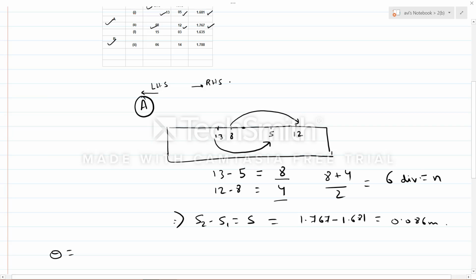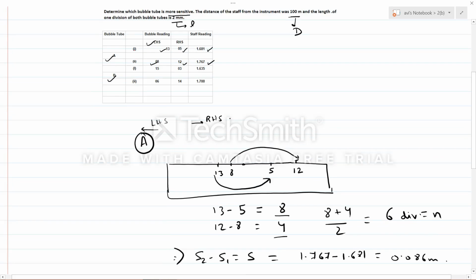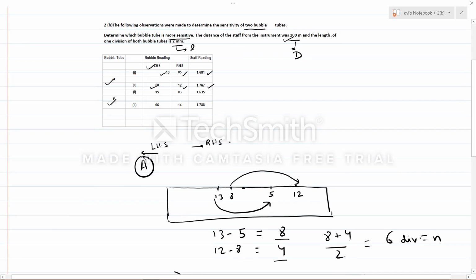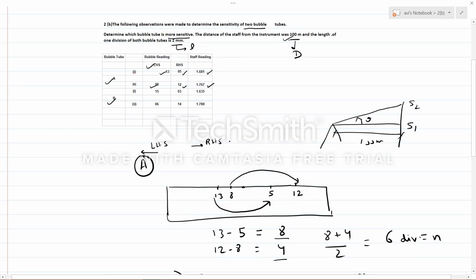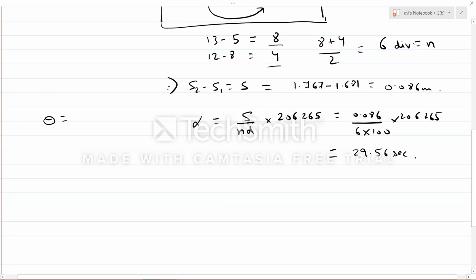Now very easily we can calculate the sensitivity. We had already derived it: alpha is equal to S upon nD into 206,265 second. This is equal to 0.086 upon, n is 6 over here, and D is given in the question as 100 meter. The staff reading was taken from 100 meter, this is S1, and this is S2. So 6 into 100 into 206,265 second gives alpha equal to 29.56 second. I have already calculated this. Okay. Now in the second case, similarly, what happened?